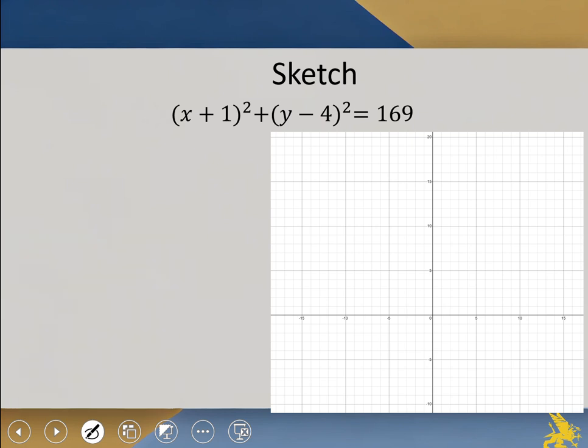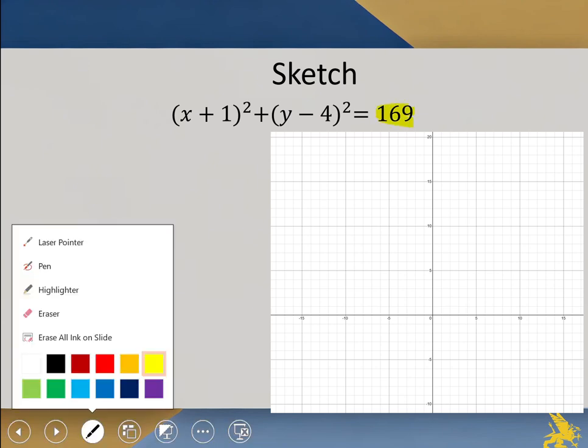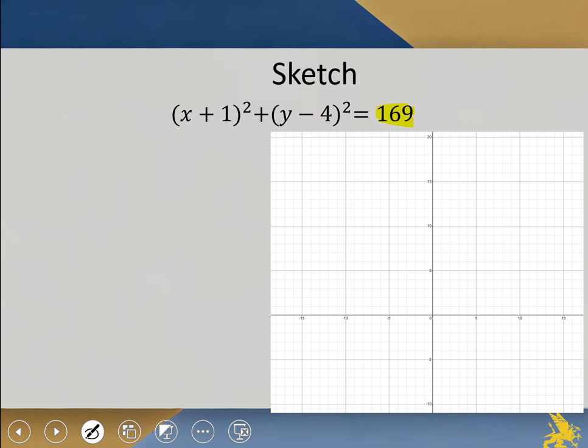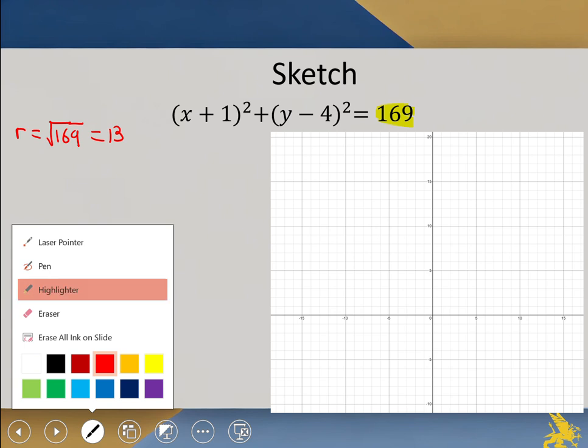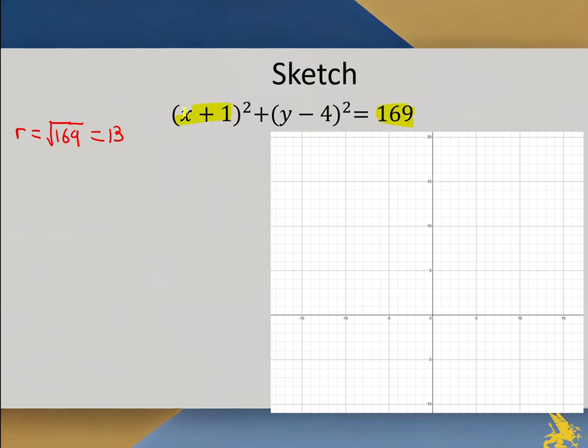Let's start off with this question here. So there's a couple areas that we're going to look at. One is we're just going to look at the 169 to get started, because that 169 straight away helps me find the radius, because we are going to look at what is the square root of 169, and that is 13.